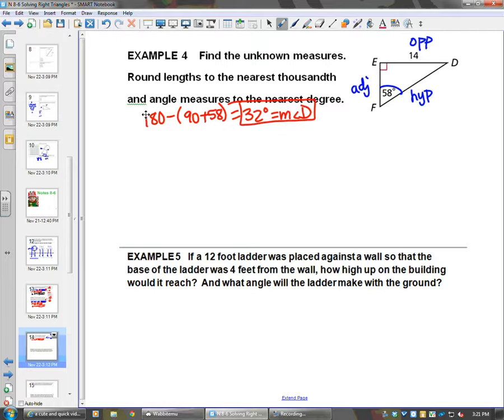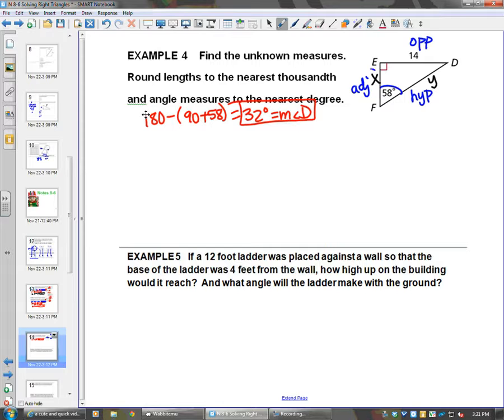Okay, now I'm going to go ahead and just label this. Let's call EF our X and DF our Y, just so we have a way to reference those two side lengths. Okay, so do y'all want to find the X or the Y first? You want to find X first.